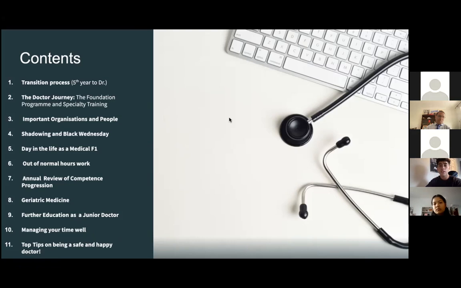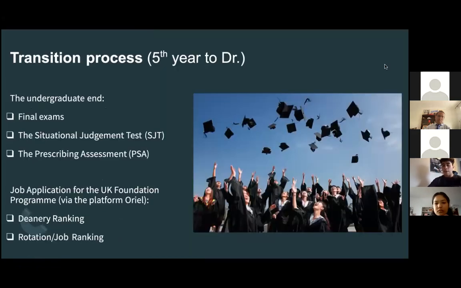Okay. So, beginning to talk about the transition. You're at the final stage of being a 5th-year medical student, the undergraduate end, and it entails three main things before you get your final medical degree. So finally, you sit final exams. This is usually in 4th and 5th year, very university dependent. I think a lot of universities are moving now to 4th-year final exams, and then having the 5th year as more of a shadowing year.